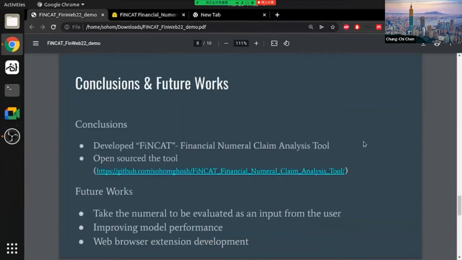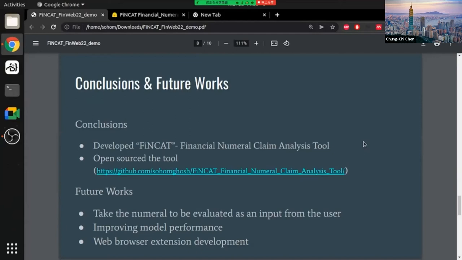Moving on, the conclusion and the future works. To conclude, we have developed, open sourced and also deployed FinCat, which can be used to detect in-claim numerals in financial texts. In future, we shall work on improving the performance of the model further and take numerals which are to be evaluated as an input from the user. If we do this, then we don't have to do the computation for all the numerals. That will save some computing time and resources as well.